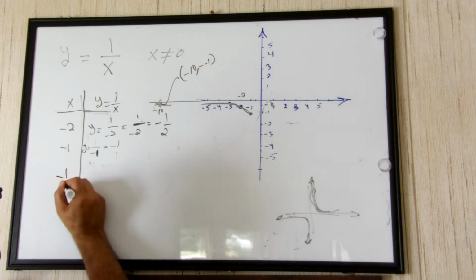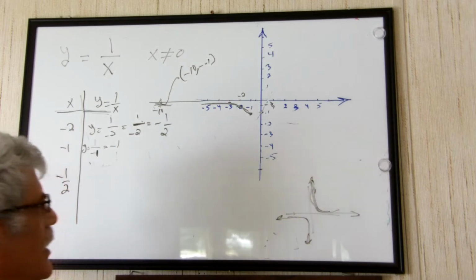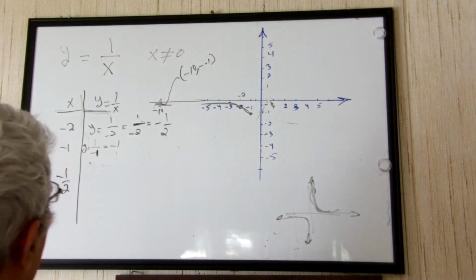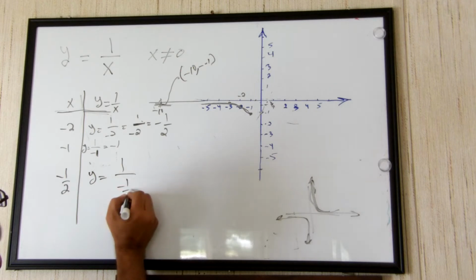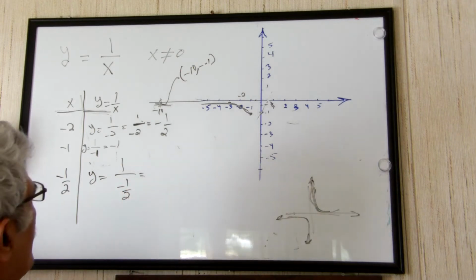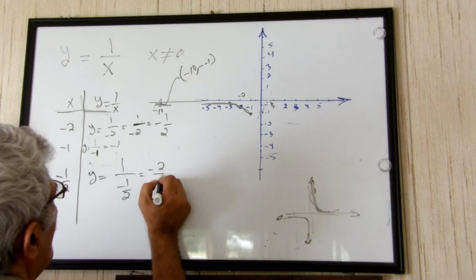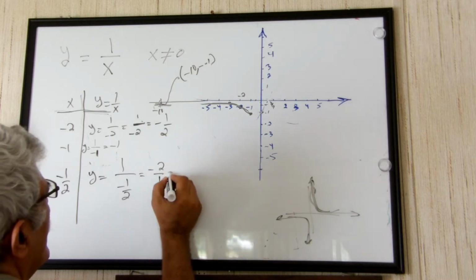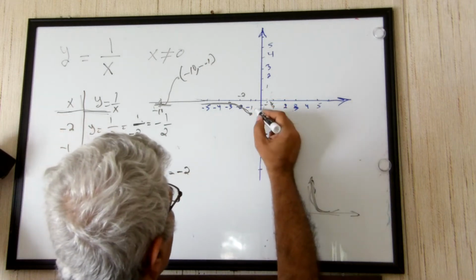Minus 1 over 2 means here. You want to find the rest of it to see what the graph looks like. So y is equal to 1 over minus 1 over 2. It's just reversing these two: minus 2 over 1, which is equal to minus 2. So minus 1 over 2 is going to be here.